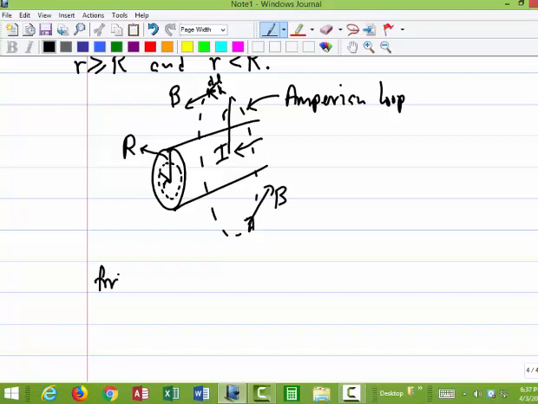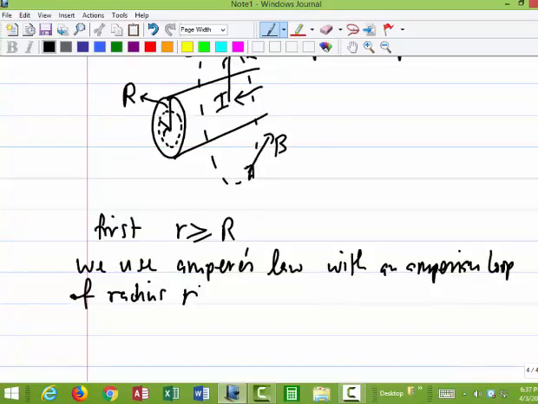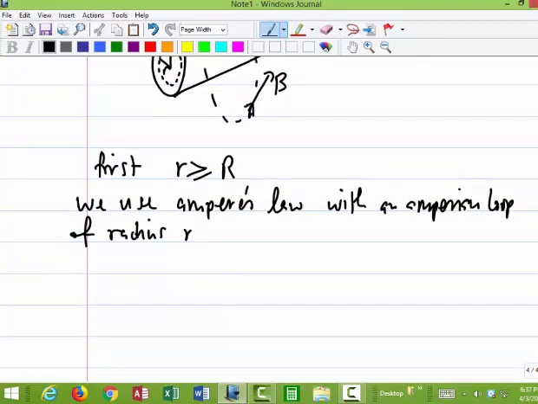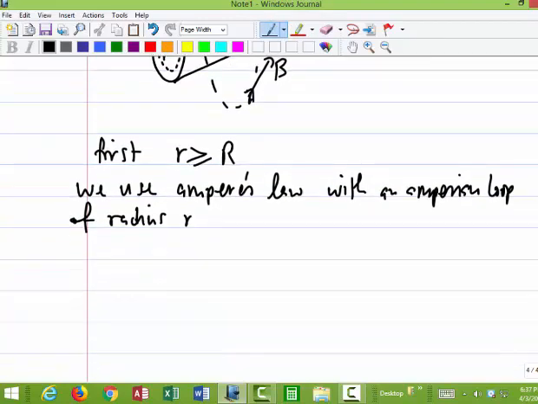So first, r greater than or equal to R. We're going to use Ampere's law with an Amperian loop of radius r. You said we would use the right hand? No, Ampere's law means that we will take the integral over a closed loop of the magnetic field, B dot dl, and that will be equal to mu naught times the current enclosed by the loop. So that's Ampere's law.